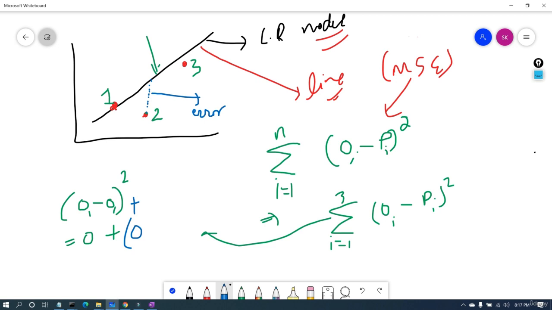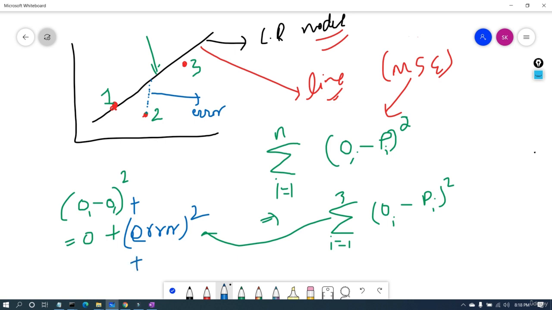So this distance over here is an error. So we just take this error square. This error is also called a residual. This error is the distance between the predicted, this line is the prediction, so this line to the observed is the distance. So that is the error.